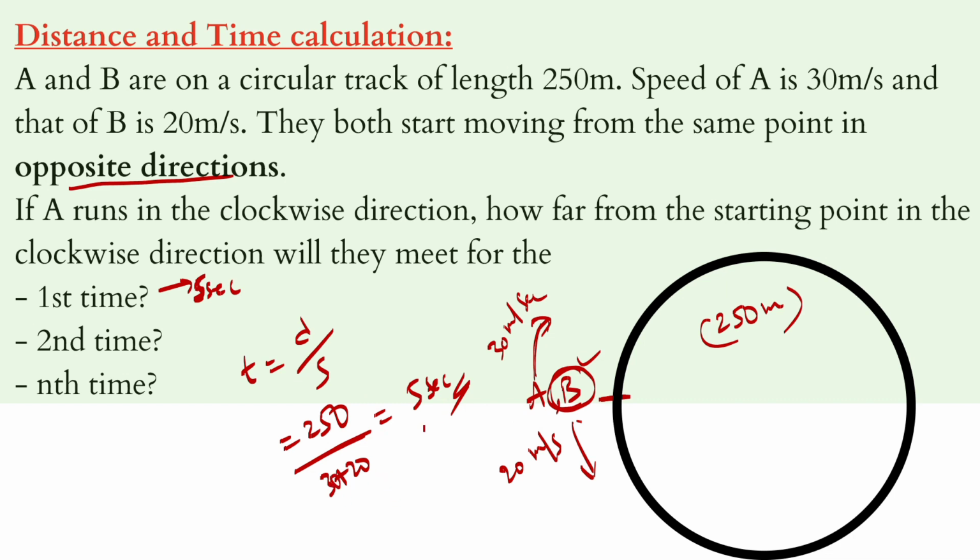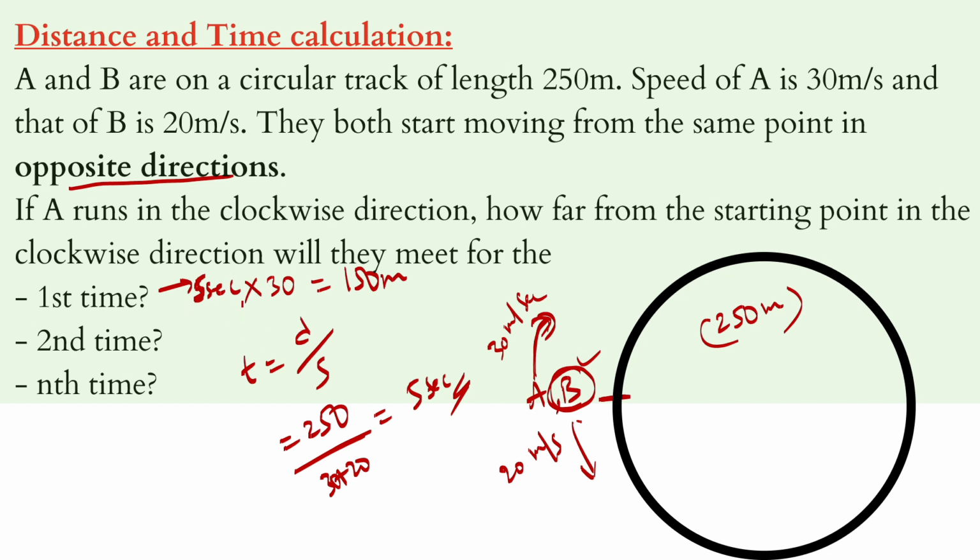But this is the time calculation. What about distance? In 5 seconds, A must have traveled 5 into 30, which is equal to 150 meters. Why? Because the speed of A is 30 meter per second and the total time is 5 seconds. So 5 into 30 is 150 meters, that is covered by A.